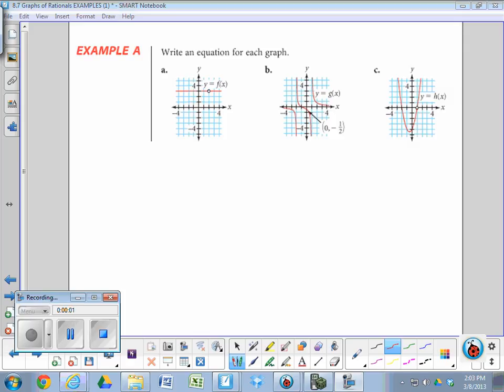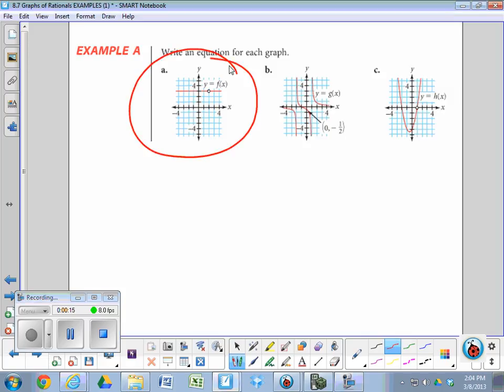All right, we're going to do example A together right now, and they want you to just write an equation for each graph. So you're given the graph, and you have to come up with an equation for it. Great. We could do that. So let's talk about A. What do you see with that red line up there?